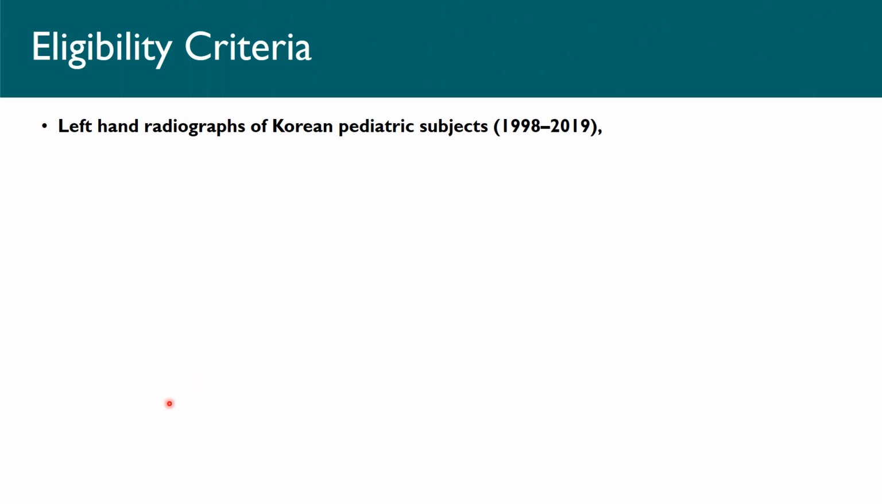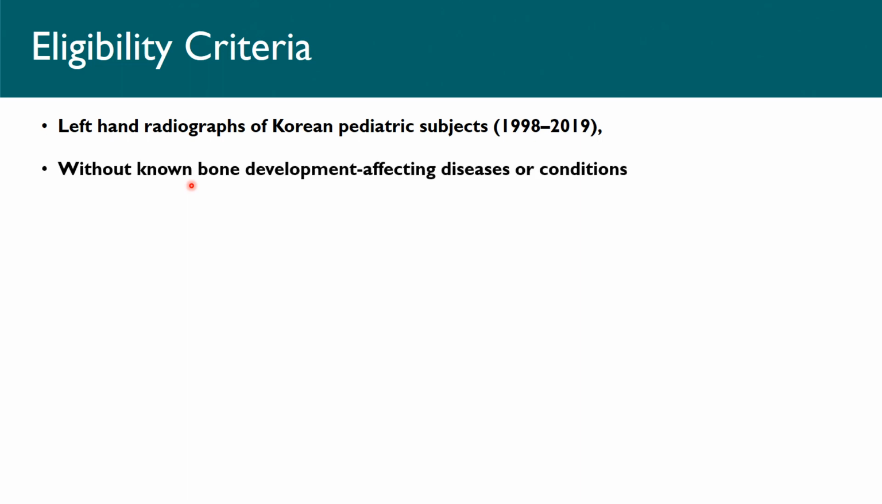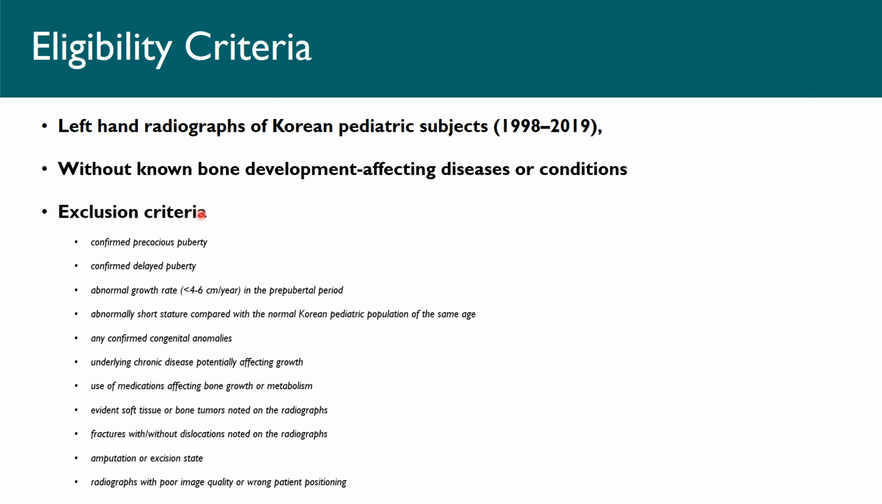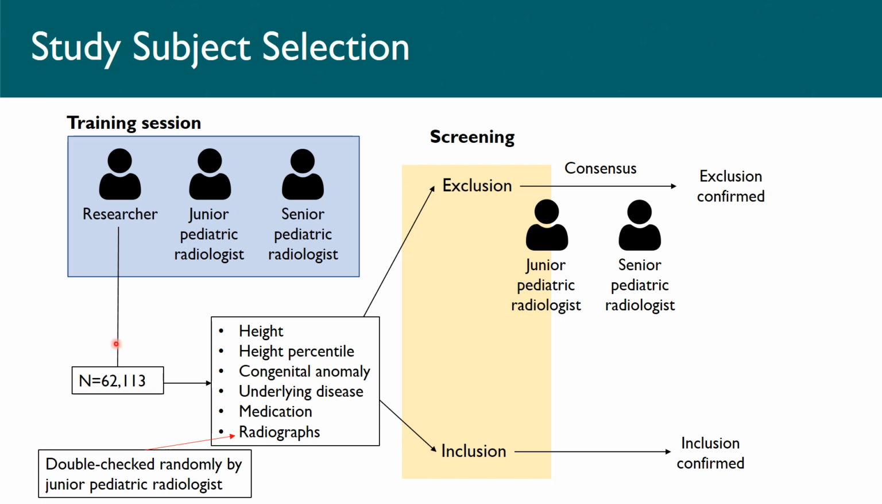In this study, we included left-hand radiographs of Korean pediatric subjects without known bone development affecting disease or conditions. The detailed exclusion criteria are as follows. After the training session with a non-MD researcher and two pediatric radiologists, the researchers screened all identified patients and radiographs based on our eligibility criteria. Simultaneously, one junior pediatric radiologist double-checked radiographs and repeatedly gave feedback to the researcher during the screening. In addition, radiographs which were initially deemed to be excluded were confirmed to be excluded or not by consensus between two pediatric radiologists based on the extracted information.